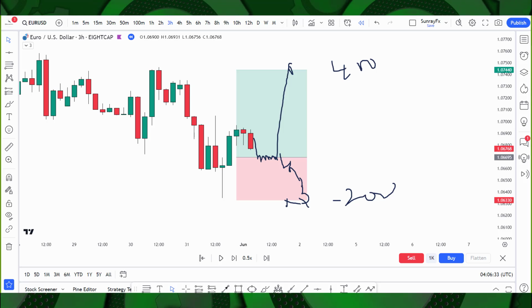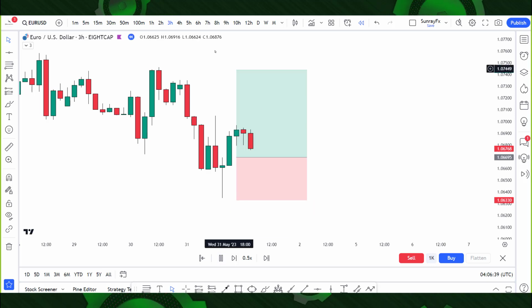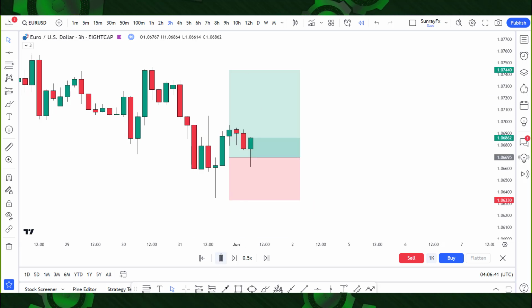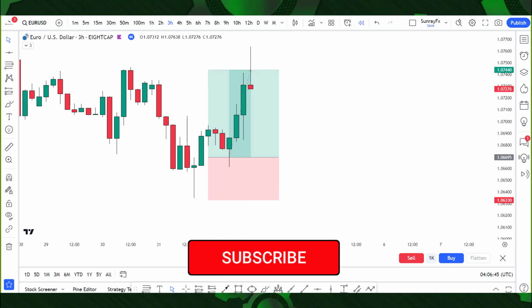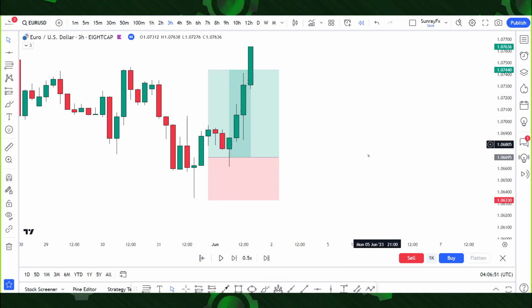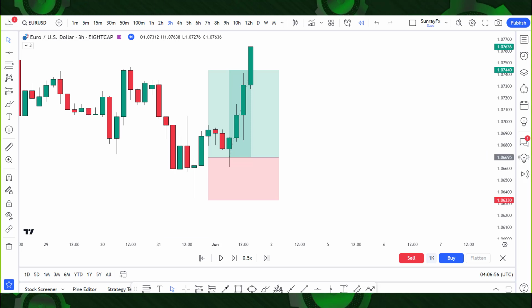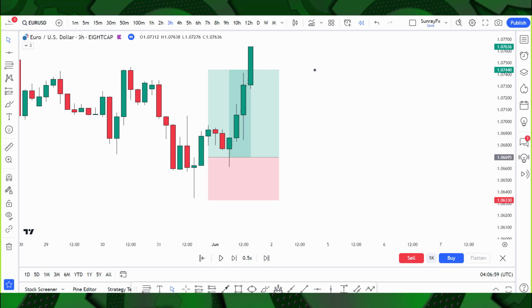So let's see what happens after you place your trade. The market activates your trade, almost hits your profit target. You can see the market hit your profit target in no time. That's just it. If you are risking $200, you just get $400.